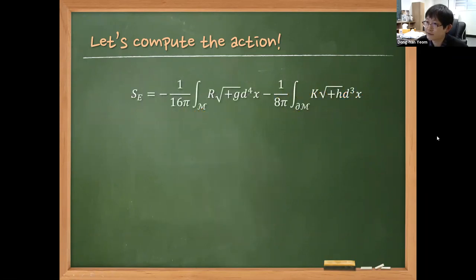So this is the Euclidean action in general. And of course, you can easily notice that this is the Einstein action. And this is maybe an unfamiliar action. And you know, this Einstein action is an integration over all space and time. But this one is only defined at the three-dimensional hypersurface, because this is the bulk Euclidean action and this is the boundary action.